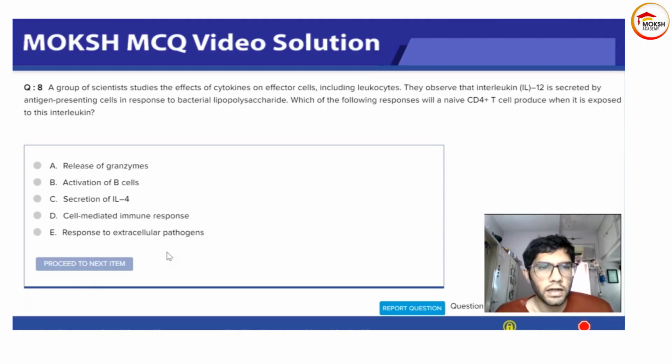Question number 8. A group of scientists studies the effects of cytokines on effector cells, including leukocytes. They observe that interleukin 12 (IL-12) is secreted by antigen-presenting cells in response to bacterial lipopolysaccharide. Which of the following responses will a naive CD4 plus T cell produce when it is exposed to this interleukin?